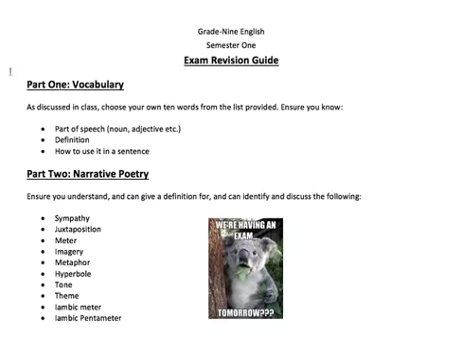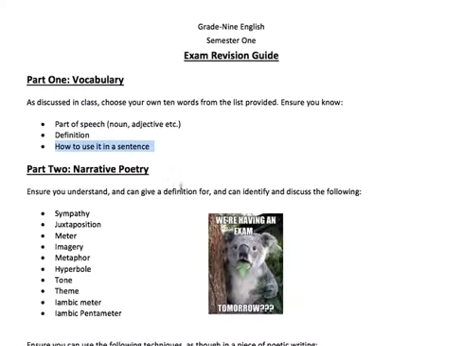The first part, as you know, is the vocabulary section. Nothing complex there. You've chosen your 10 words. For that, just make sure you know the part of speech for each of those words. Make sure you've got the definition and ensure you can use it in a sentence. That's going to be the trickiest one there, using it in a sentence. If you'd like to quickly check that with me, I'm very happy to talk to you one-on-one in class, or you can send me an email, of course.